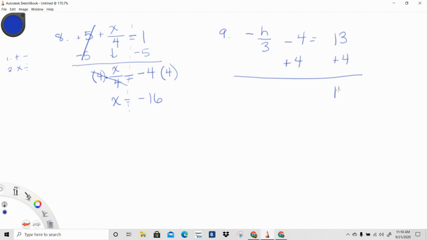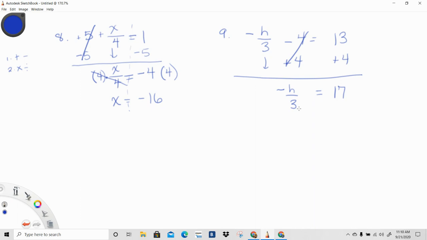13 plus 4 gives us 17. Our equal sign, of course, comes down. Negative 4 plus 4 gives us 0, so that cancels out, and this term comes down. So we have negative h over 3.